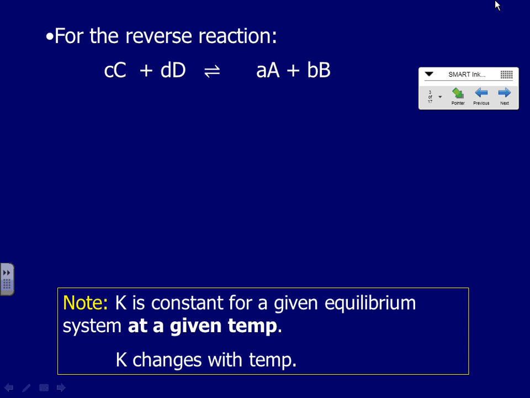For the reverse reaction, let's say that we wanted to look at this reaction from the opposite direction. And hopefully you could come up with it. It's just products over reactants. It's always products over reactants. So, K reverse. Somebody tell me. Concentration of what to the exponent what?